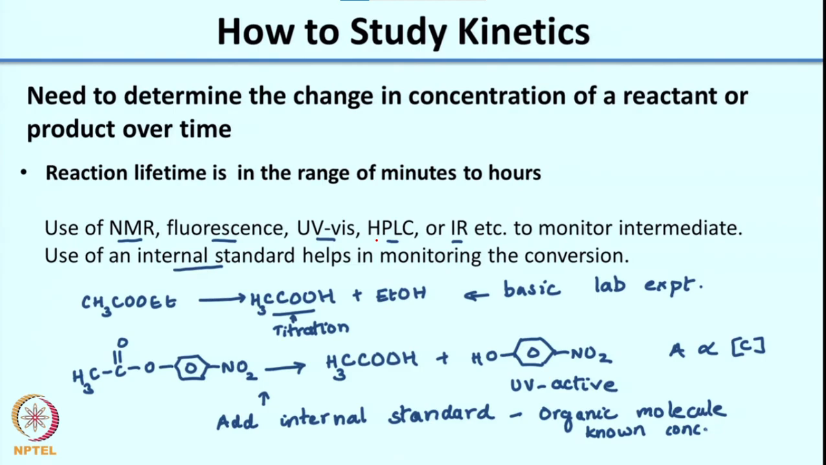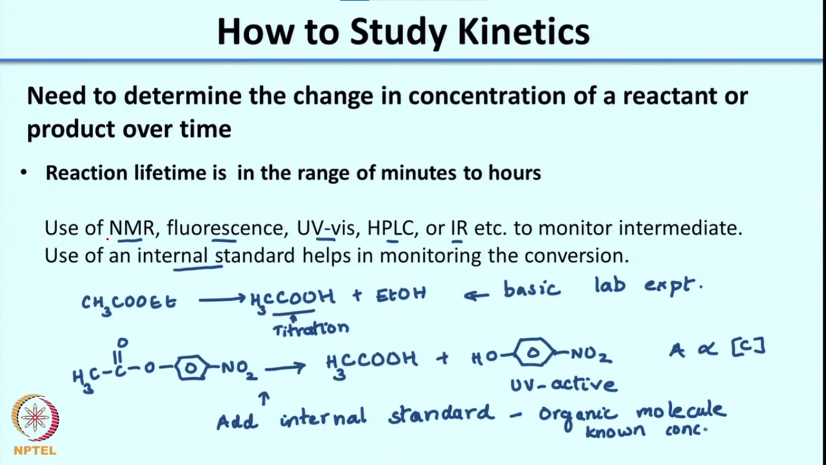Then again we are going to talk about the kinetics study of reaction mechanism. So how to study kinetics? With kinetics we should understand the change in concentration of the reactant over time with the formation of product, right? So reaction lifetime is in the range of minutes to hours, depending on the reaction. So when the reaction is going, we are observing the reaction continuously by different techniques. Here some techniques are given: use of NMR, fluorescence, UV visible, HPLC or IR, to monitor the intermediate formed during the reaction. And apart from these techniques, use of an internal standard also helps to monitor the conversion.